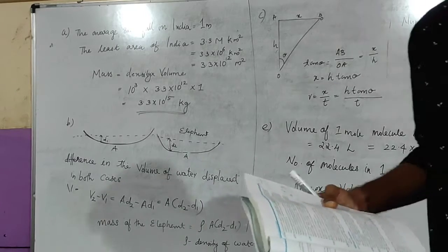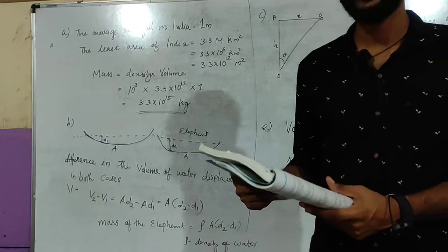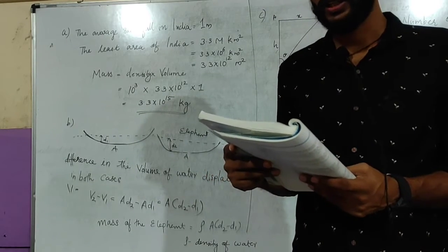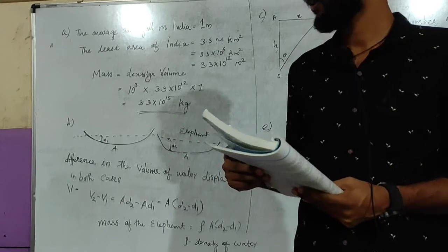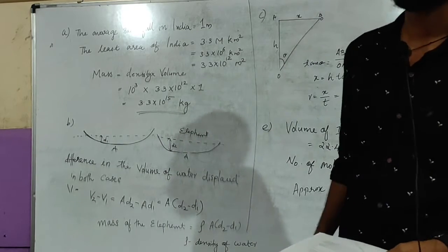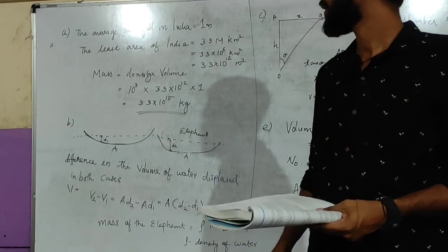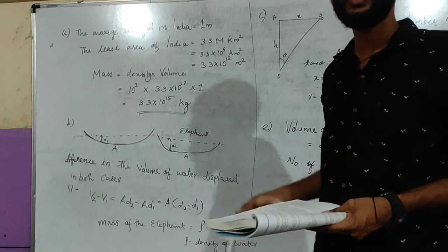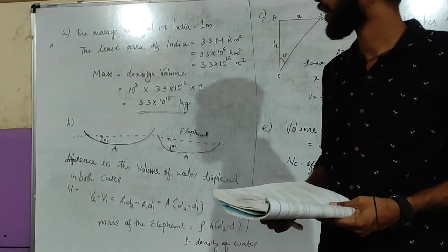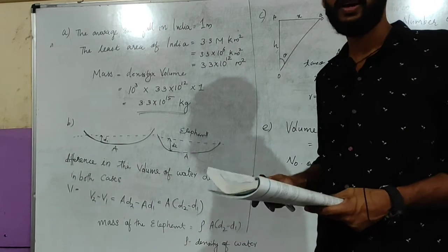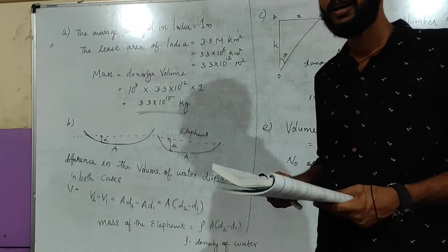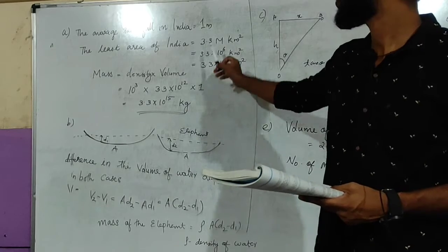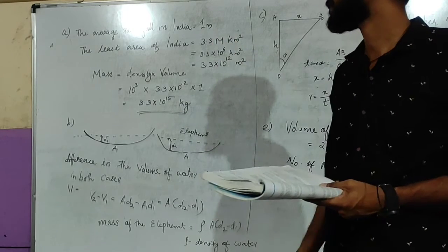So the first one, the total mass of the rain bearing cloud over India during the monsoon. The average rainfall in India during the monsoon time is 1 meter. You know that the amount of rainfall is measured as the height of the level of the water. So that height is up to 1 meter.